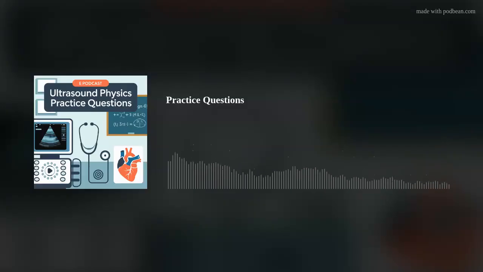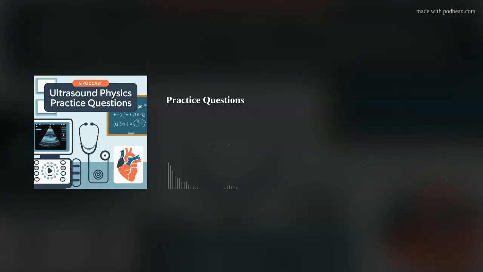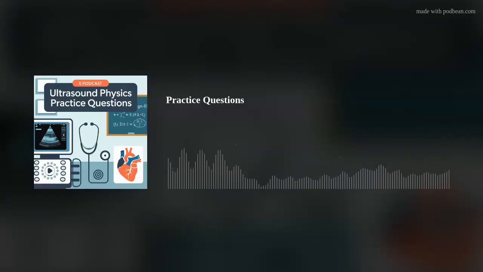This one mentions a technique called weak echo rejection. What is that, and why is it useful in ultrasound? Weak echo rejection is a way to get rid of those really low amplitude echoes in the image.